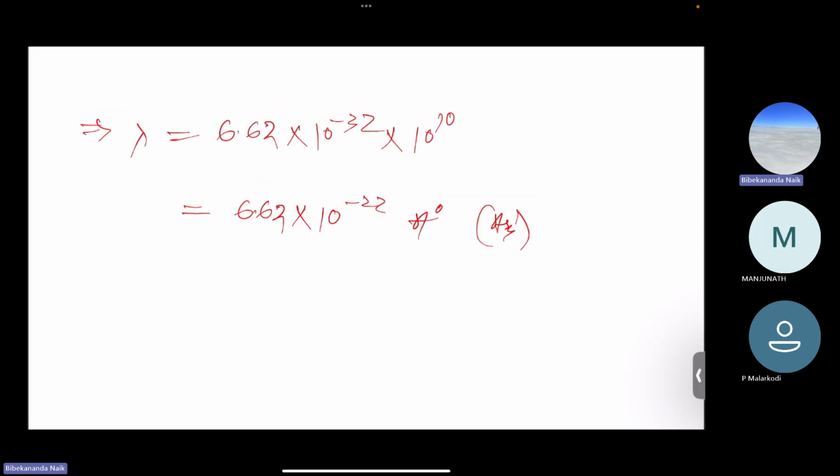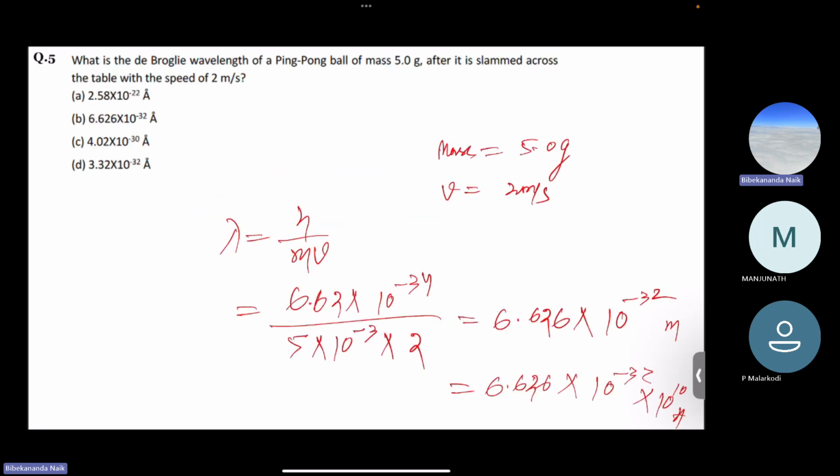So the correct answer is 6.62 into 10 to the minus 22. As you can see, all these options are not correct. So I think there must be some printing mistakes. All these options are not correct.